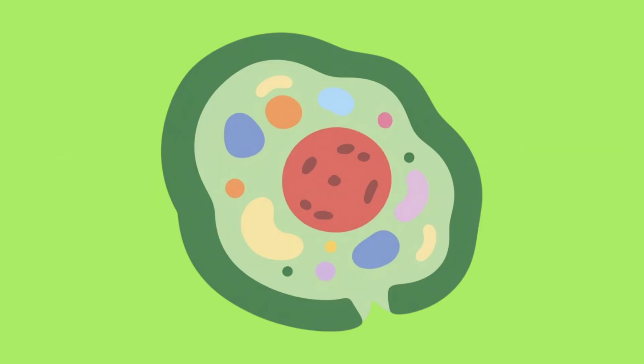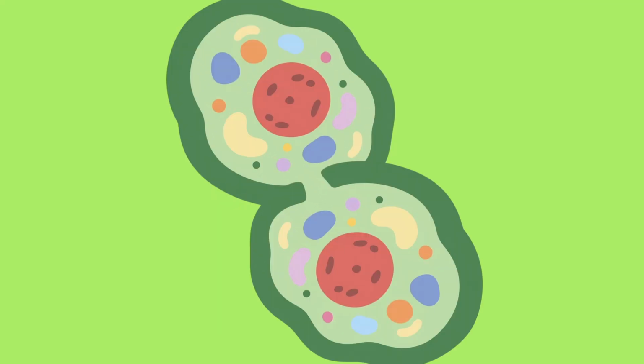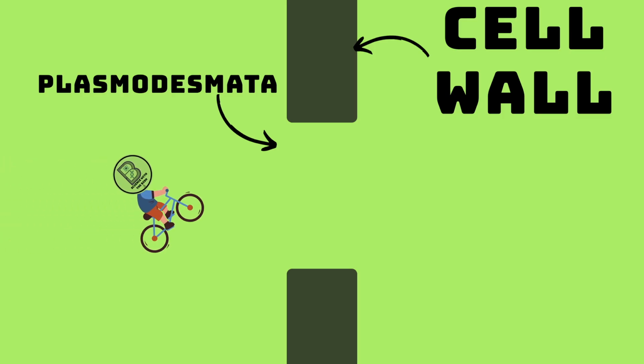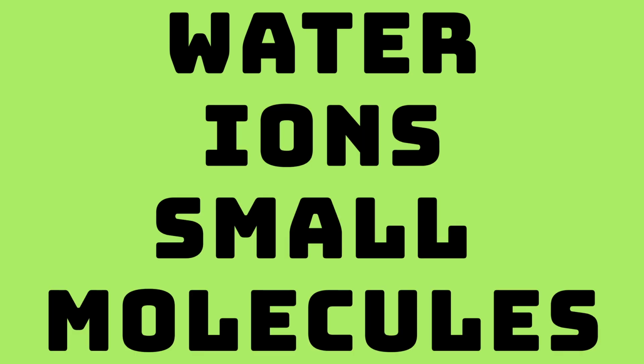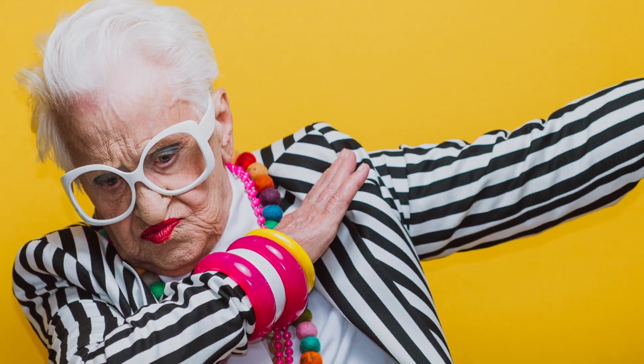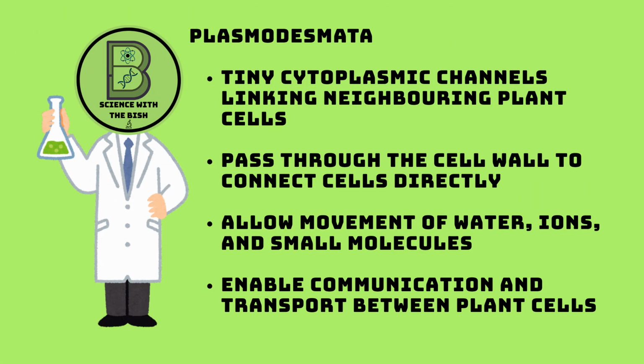Now, let's talk about plasmodesmata. These are tiny channels that connect one plant cell to another, like little bridges made of cytoplasm. They pass straight through the cell wall, allowing water, ions, and small molecules to move directly between neighboring cells. This means plant cells can share resources and communicate, making the whole tissue function as one big, interconnected network. Here's a quick summary for all those taking notes.